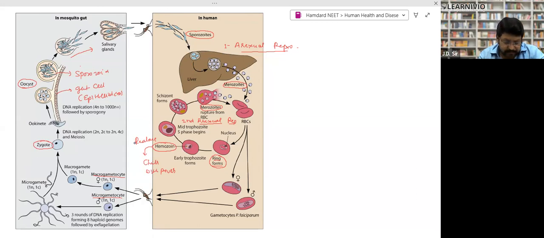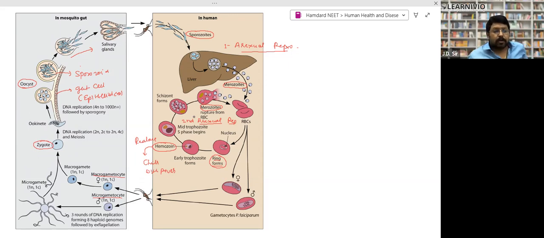After the infection, within 72 hours after the infection, a person feels high fever with shivering and chilling when they get a malarial infection.